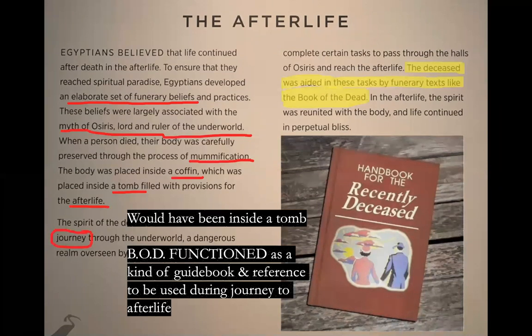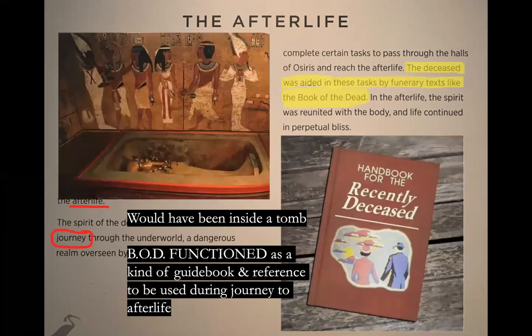But the Book of the Dead functioned as a kind of guidebook and reference to be used during the journey to the afterlife. And this would have been inside of the tomb with the mummy, not inside of the sarcophagus or the coffin, but somewhere in the tomb, so that when their soul emerged, when their ka emerged, they would have these scrolls, these images, and then it would show them what to do from here on to get to the afterlife.